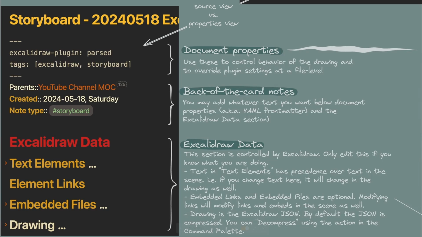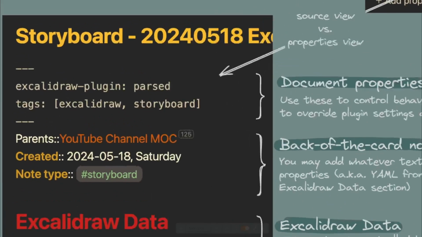Switching to Markdown view mode, you will observe three major parts of the note. Document properties at the top, back of the card notes right below properties but above Excalidraw Data, and the Excalidraw Data section. Let's look at these one by one, starting with properties.